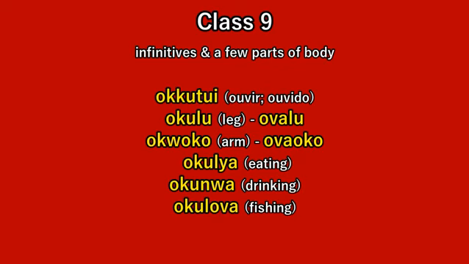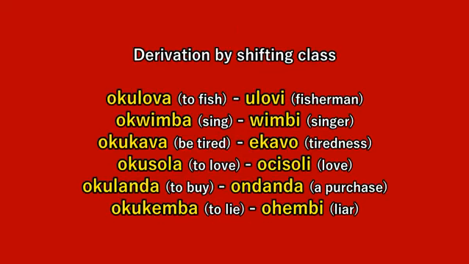Class 9 is the infinitive of the verb. The verbal infinitive in Umbundu always has the prefix oku. Infinitive can be used directly as a noun to describe the action of the noun, as a subject or an object of another verb.